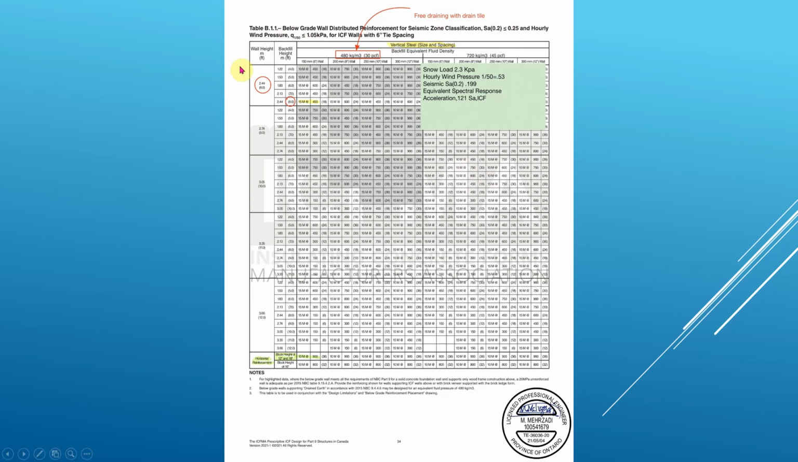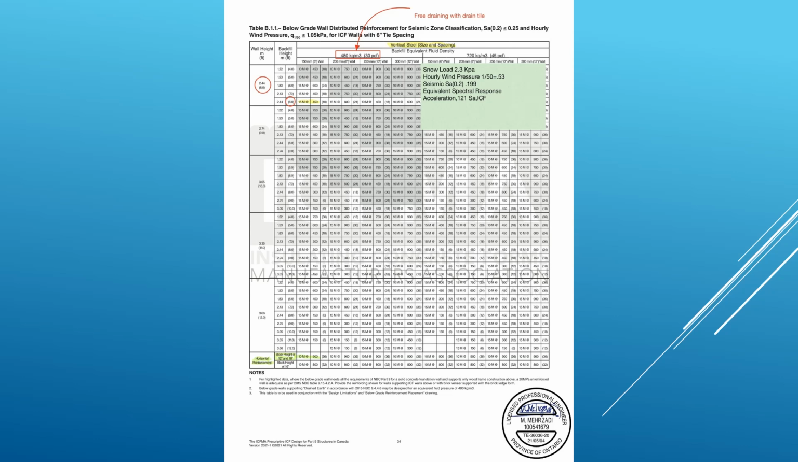Okay, so we look at our wall height, it's 8 feet, and backfill height, and then this will talk about the vertical bars. And then when they talk about backfill fluid density, we go down to 300 or 480, because if you've got a drain tile in there that's free draining, you don't have any back pressure. Basically, it's all free draining and drains out. So that's what they tell you there, and I believe that is in the notes.